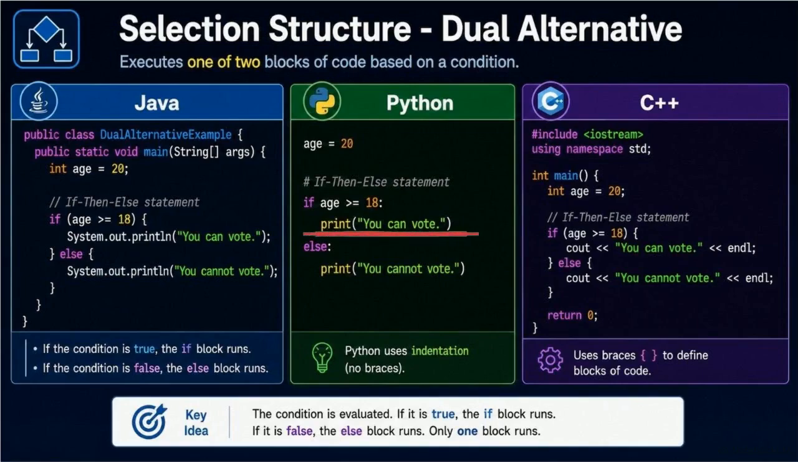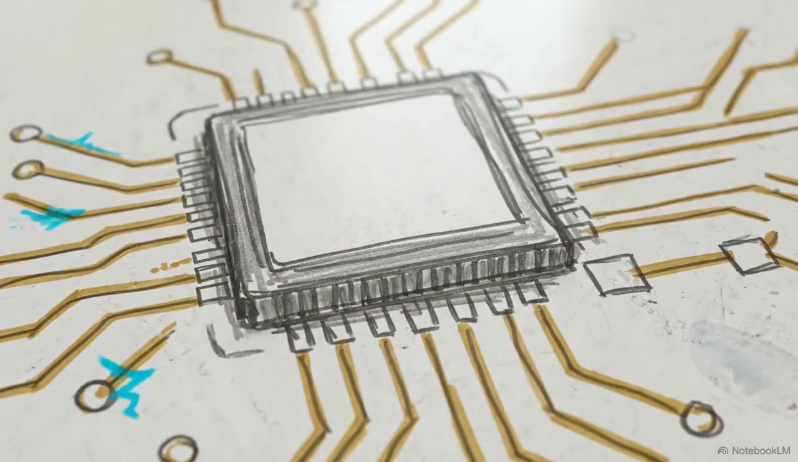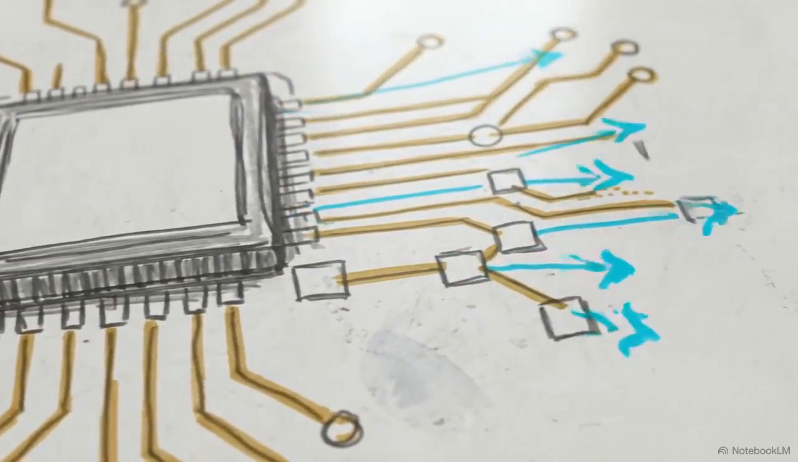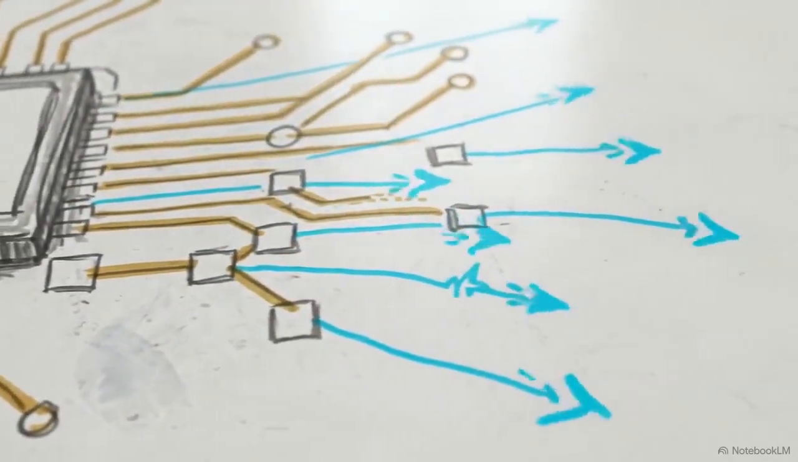Notice the syntax differences. Python relies on indentation, while C++ and Java require structural braces to define where an execution block begins and ends. While programming languages vary wildly in their human-readable syntax, the underlying mathematical logic of decision-making remains absolutely identical at the machine level.